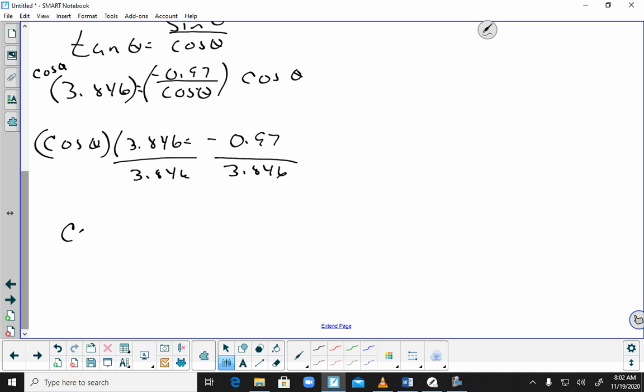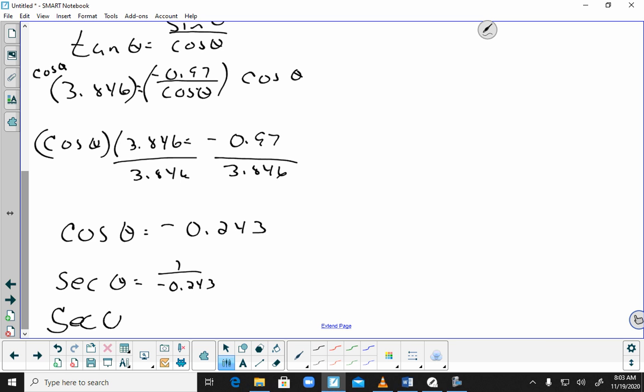And when I do that, I have the cosine of theta is equal to negative 0.243. Then to find the reciprocal secant, I'm going to take 1 over that negative 0.243, and I'm going to get the secant to equal negative 4.167.